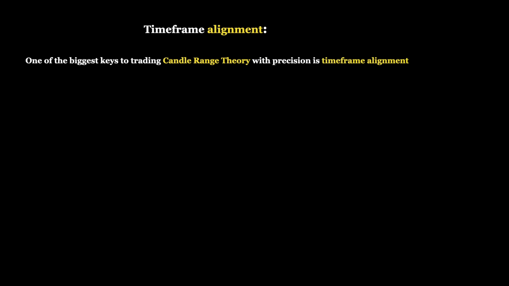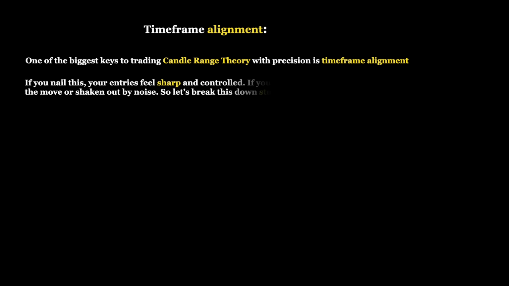One of the biggest keys to trading candle range theory with precision is time frame alignment. If you nail this, your entries feel sharp and controlled. If you miss it, you'll constantly feel late to the move or shaken out by noise. So let's break this down step by step.